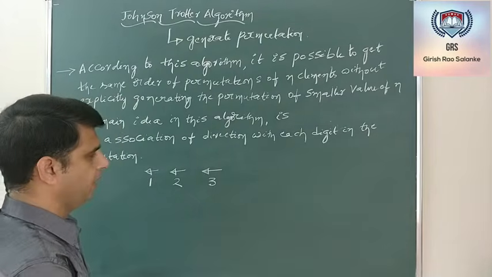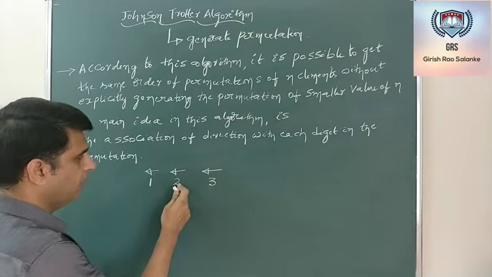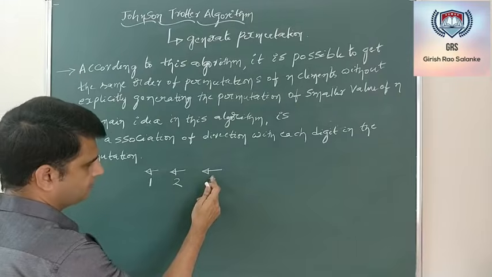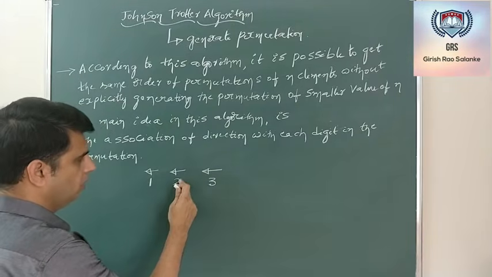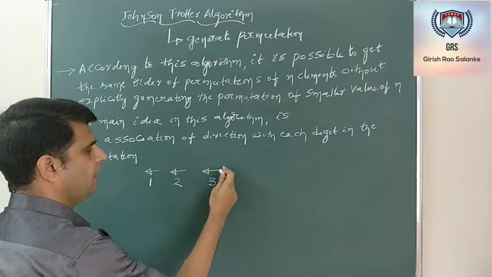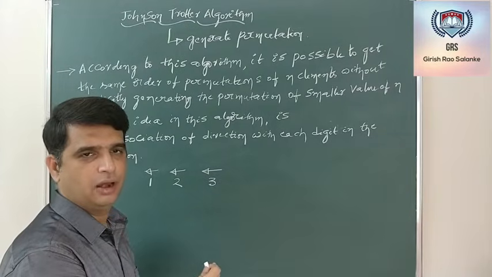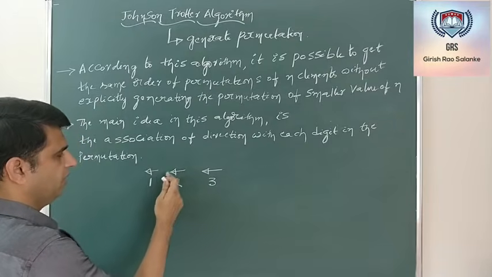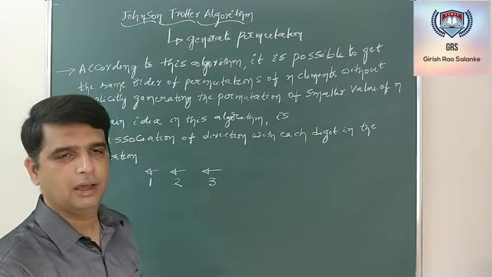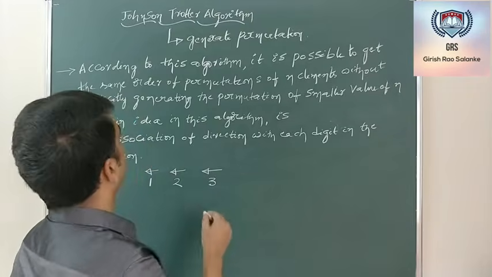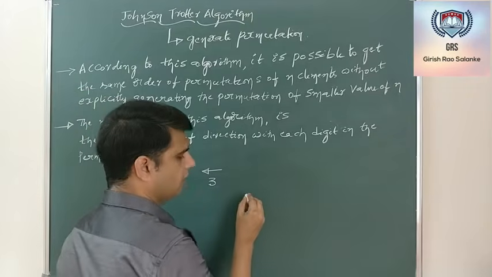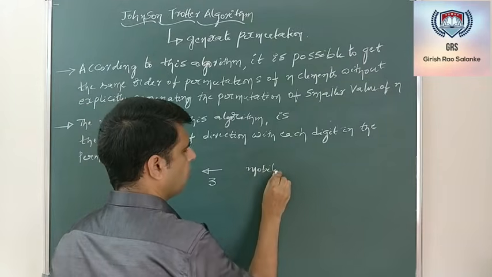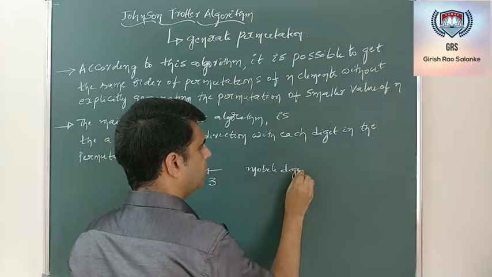Now in this particular example, 3 is pointing to 2. Similarly, 2 is also pointing to 1. So as 3 is pointing to 2, I can say that 3 is a mobile digit or a mobile agent or a mobile component. Similarly, 2 is pointing to 1, so I can say that 2 is also a mobile component. Note that in the Johnson-Trotter algorithm, we come across a term called mobile digit. What is this mobile digit?